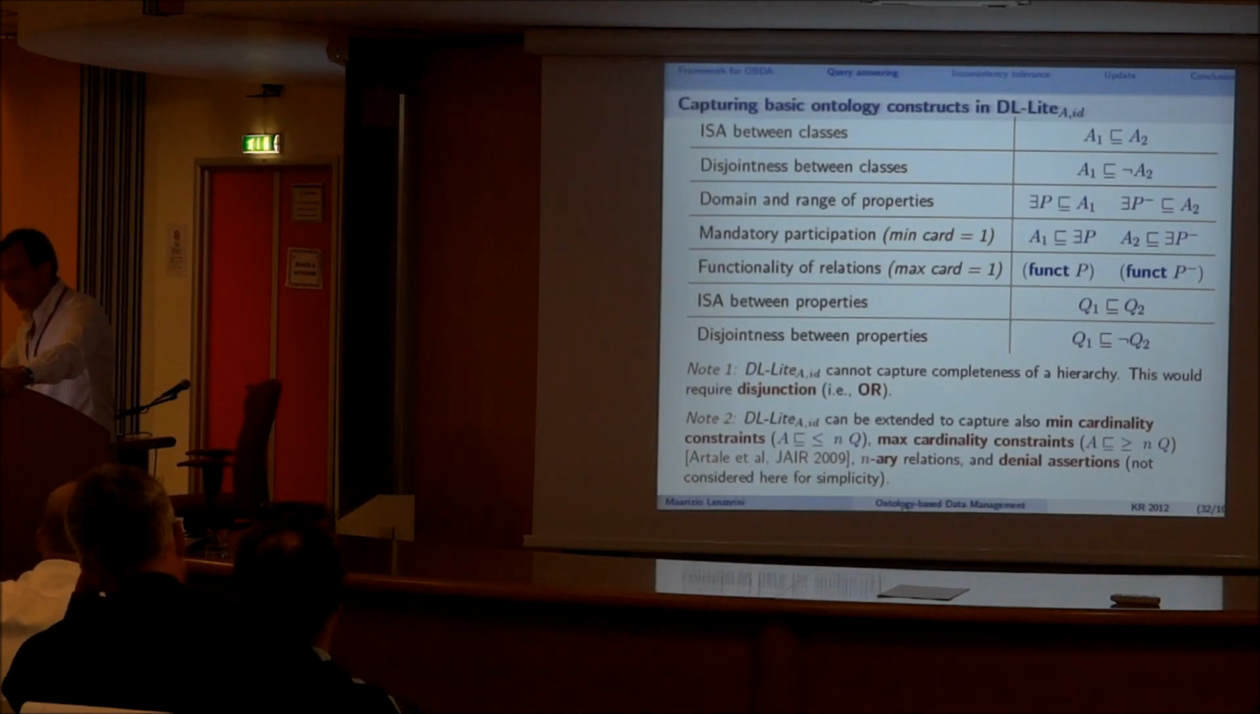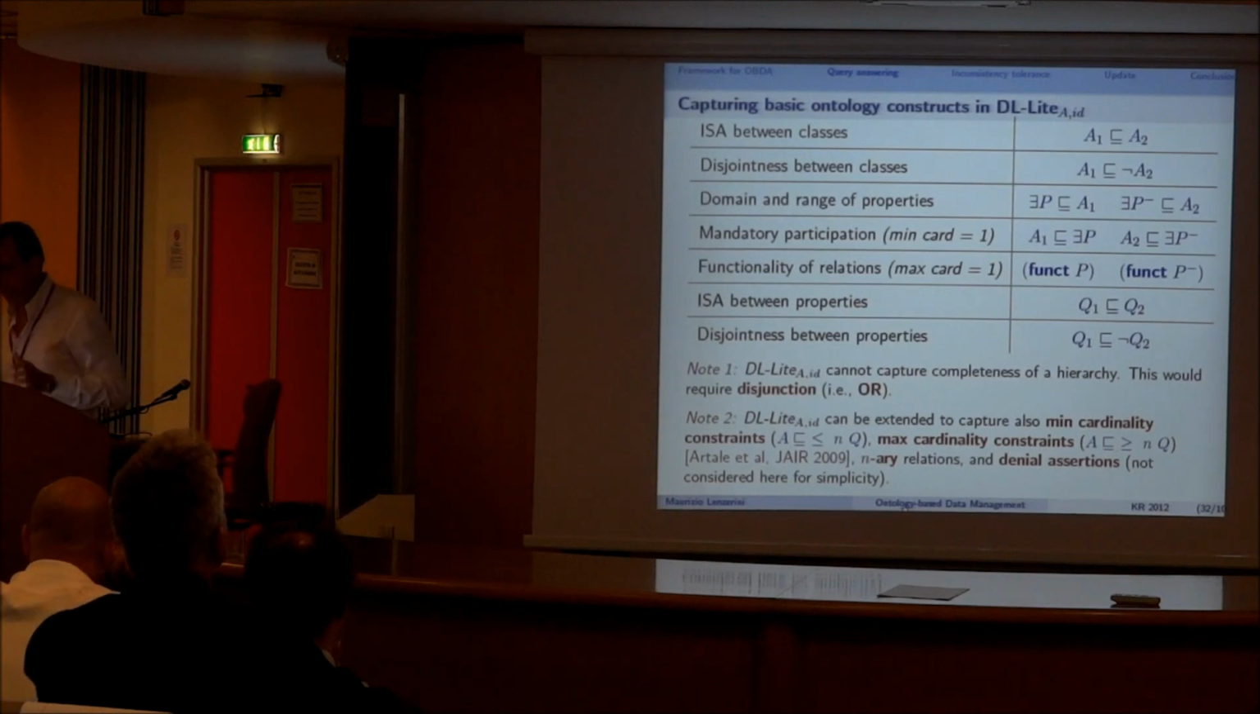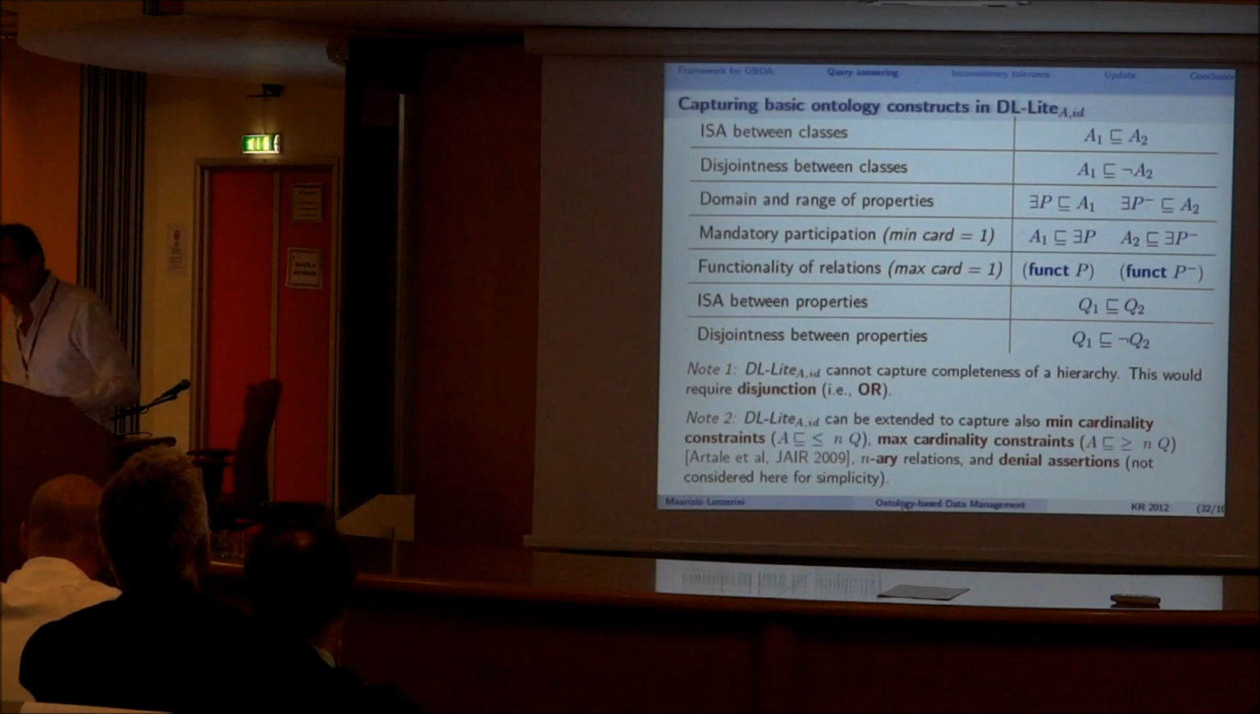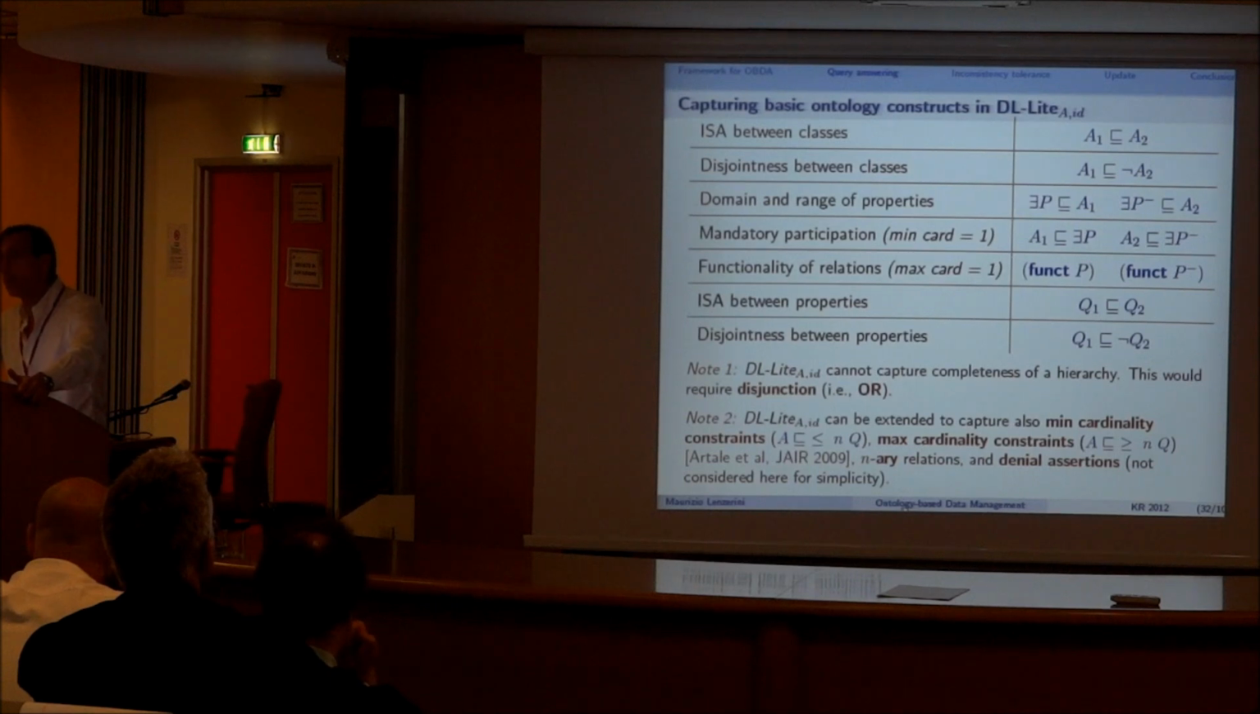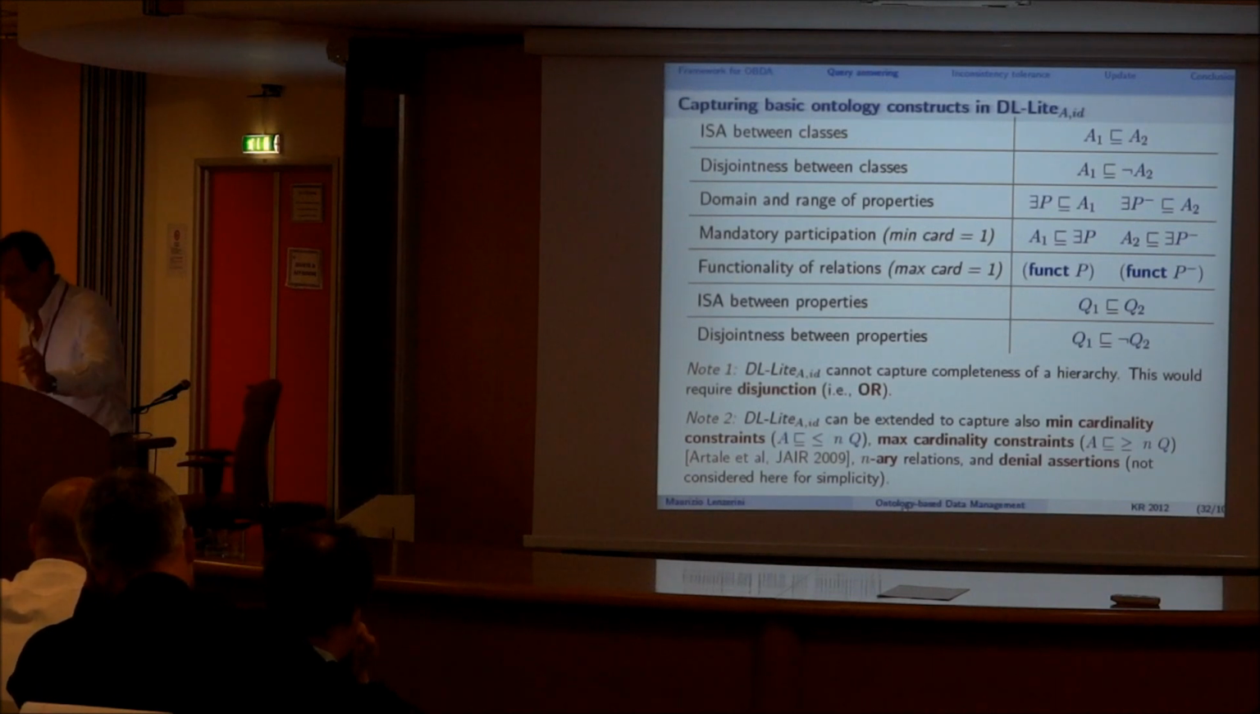For example, you might say that the range of a property is a certain class, and the domain of a property is another class. You can express mandatory participation. You say that every instance of a class participates in a certain role or in the inverse of a role. You have functionality of relations. You can impose that a certain relation is a function. You have also inclusion between roles, that is, between binary relations, and disjointness between binary relations. Okay, this is DL-Lite A,id.